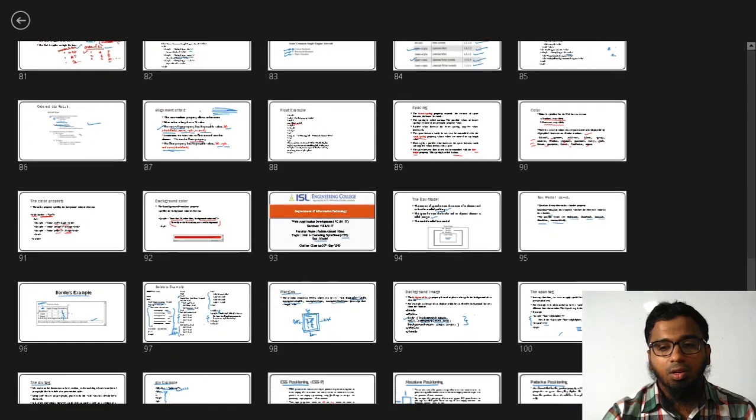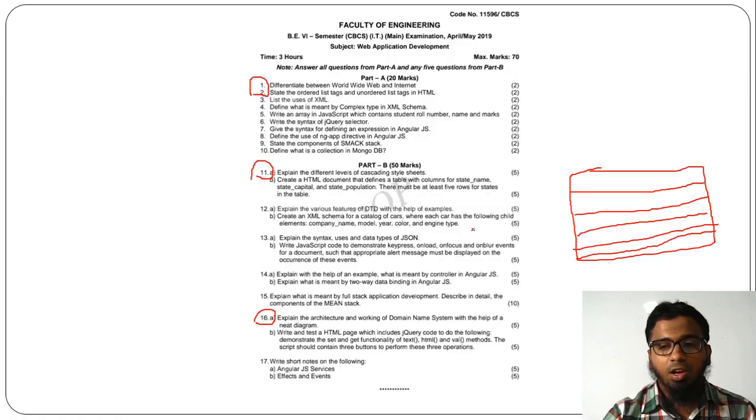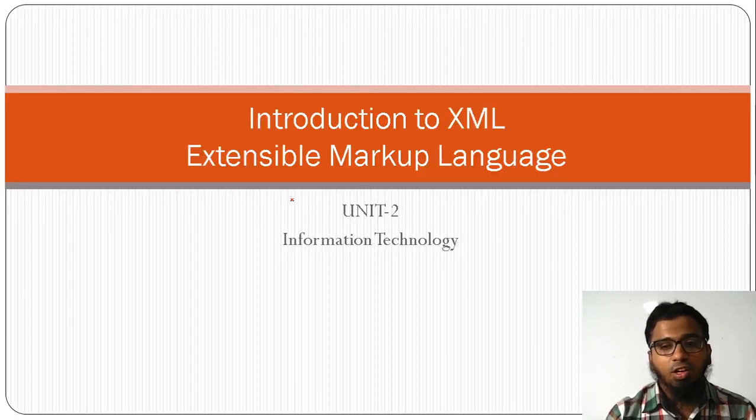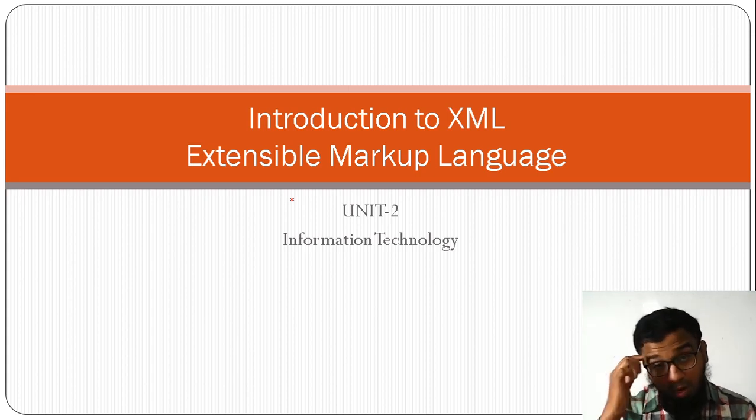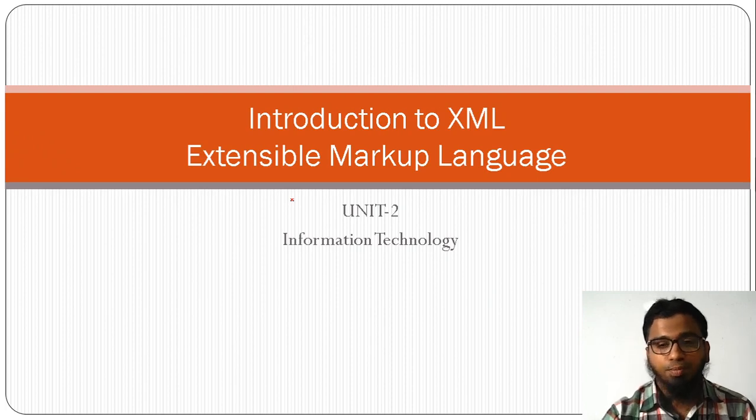Okay, we will see this. So this is about the first unit, what we have learned and how the questions came in the previous exam. Now we will move to the next unit, Introduction to XML. What is the full form of XML? XML is Extensible Markup Language, and this is from unit 2, and this subject is for information technology.